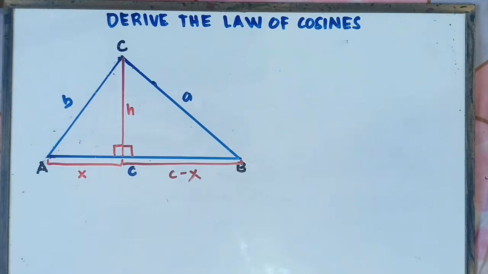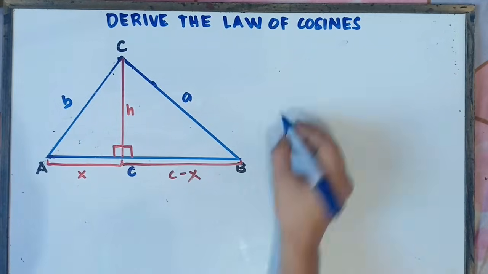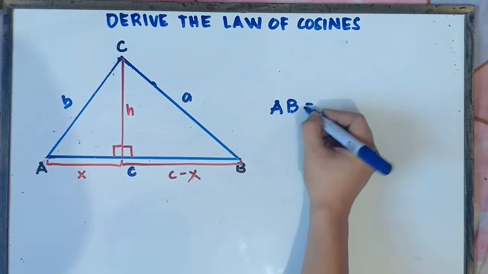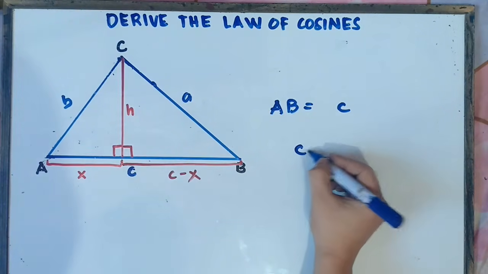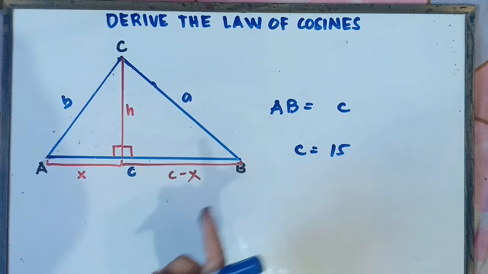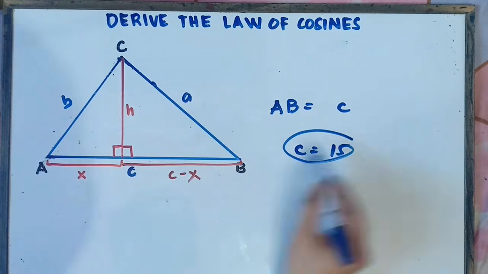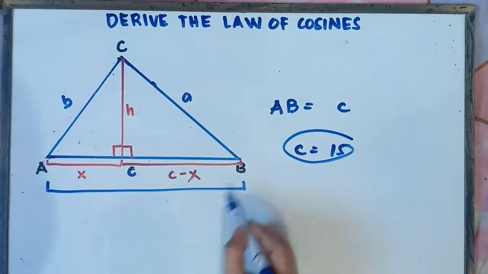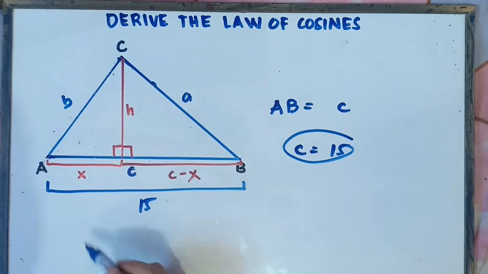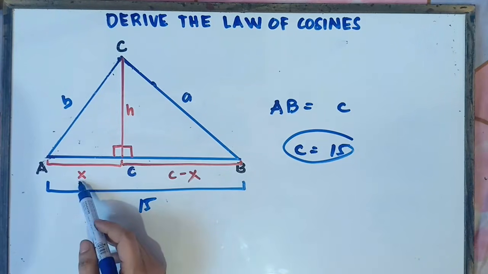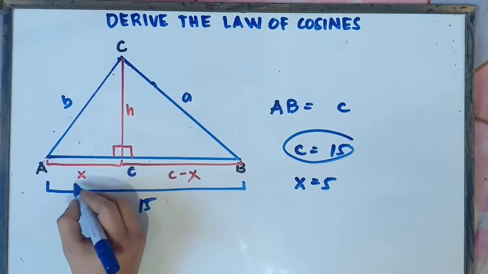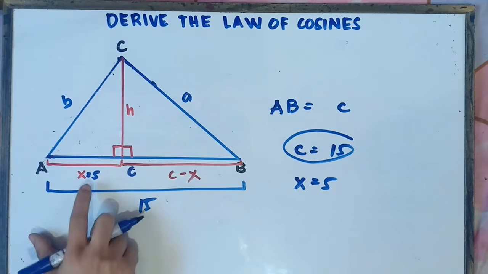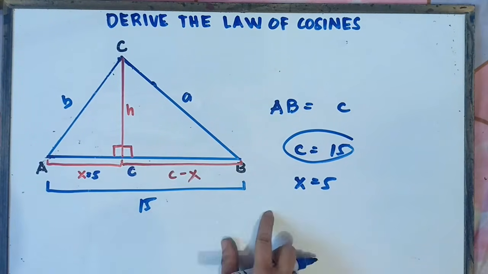Question, why is that, sir? Let me give you an example, class. We said a while ago that AB is equal to side C, right? Now, if I say that C is equal to 15, just an example, class, and then if I say that X is equal to 5, this one right here is 5. And C, the total, is 15.